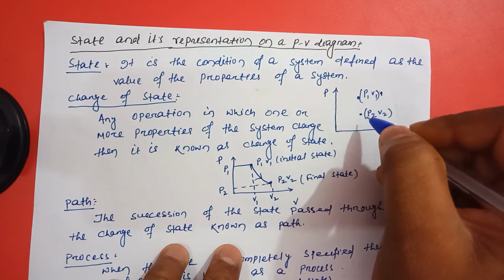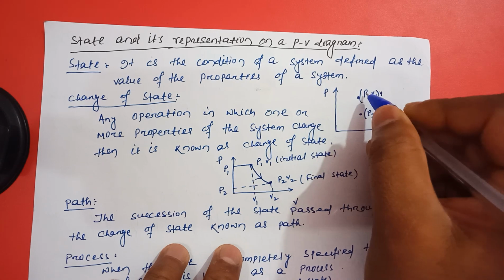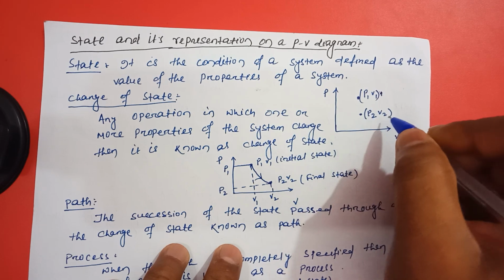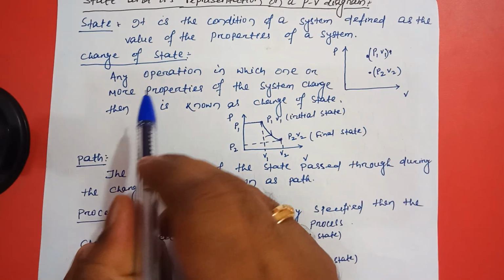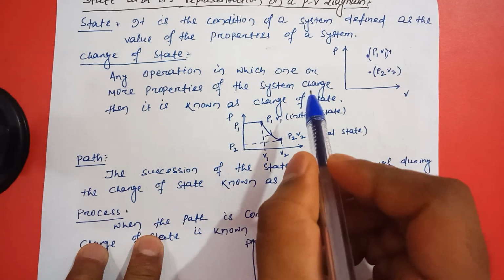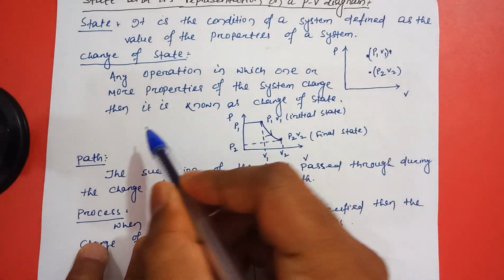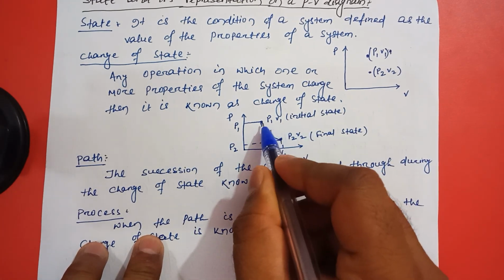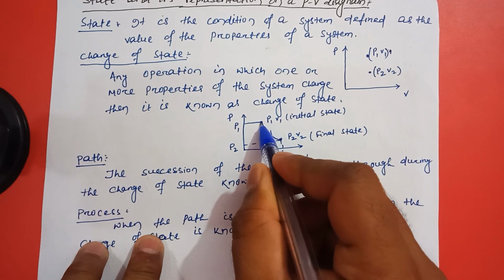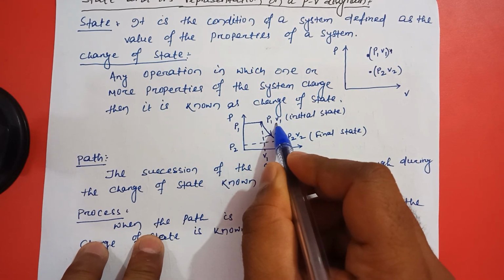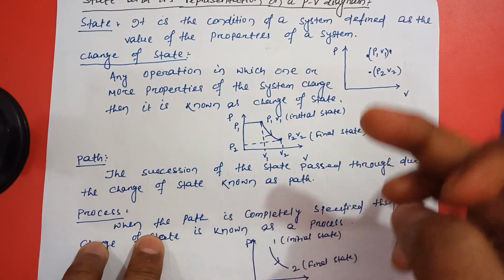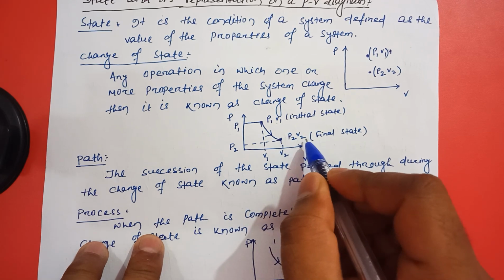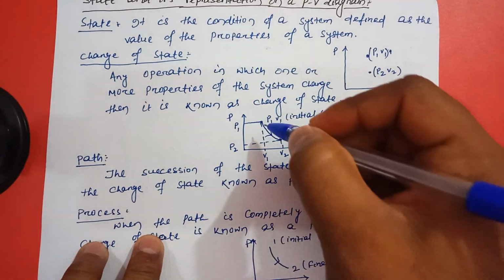Here the first state means the initial state, where pressure is P1 and volume is V1, and the second state has pressure P2 and volume V2. So what is change of state? Any operation in which one or more properties of the system change is known as change of state. Your initial state is P1 V1, at that point your pressure is P1 and volume is V1. After some time when it changes its state, in the final state your pressure is P2 and volume is V2. So it is known as change of state.